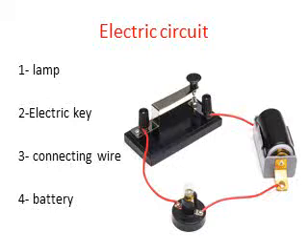How can we form an electric circuit? The simple electric circuit can be formed by four parts. First, a lamp to operate it, and an electric key to open or close the circuit, and connecting wires which are made of copper to carry the electric current from one part to another part through the circuit, and finally the battery, the main source of electricity in our circuit.